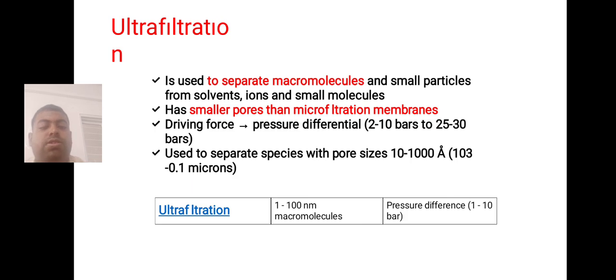Ultrafiltration is used to separate macromolecules and small microparticles from solvents, ions, and small molecules. It has smaller pores than microfiltration membranes. The driving force is 2 to 10 bars and up to 25 to 30 bars. It is used to separate species with pore sizes of 10 to 1000 Angstrom, which is 10^-3 to 0.1 microns.